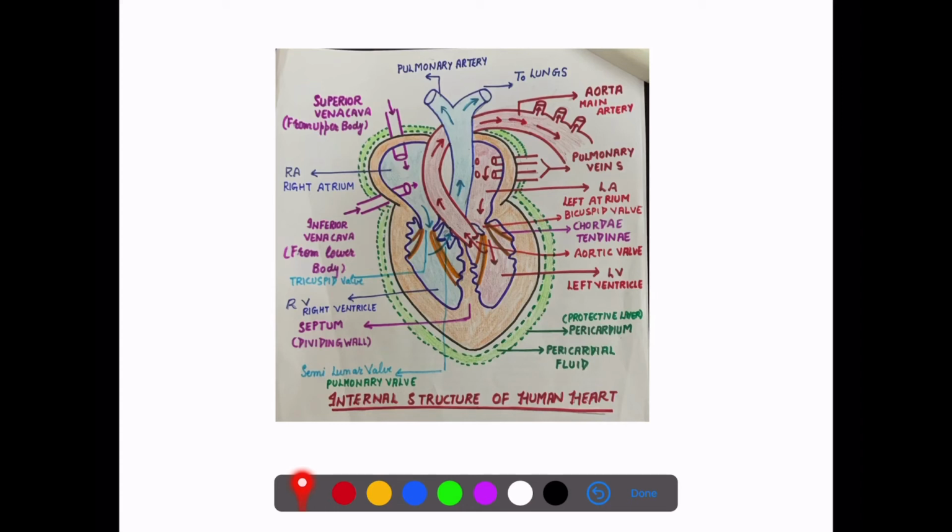Okay, so now this portion is our deoxygenated blood. I have colored it so that you don't get confused. So here this portion is deoxygenated blood. It is receiving.